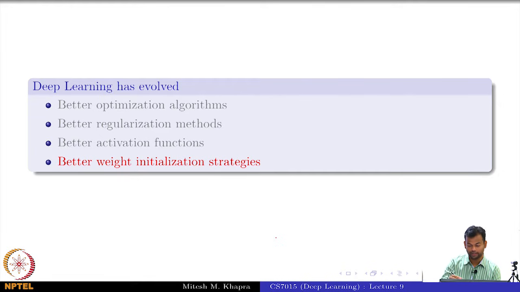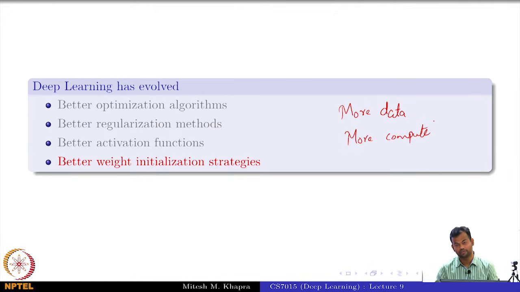2 more things which are not technical, but which happened. More data, right? And more compute. But these are not really technical in the sense that, I mean, this just happened. We have large amounts of data. That means more data means what? If you have more data for training, you could have complex networks but not overfit, right? Because you have so much of data. And more compute, of course, it speeds up some of these matrix computations which happen.